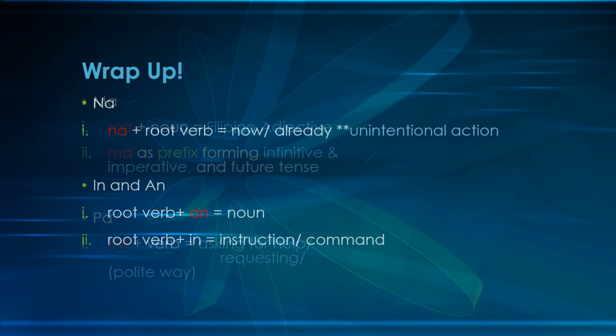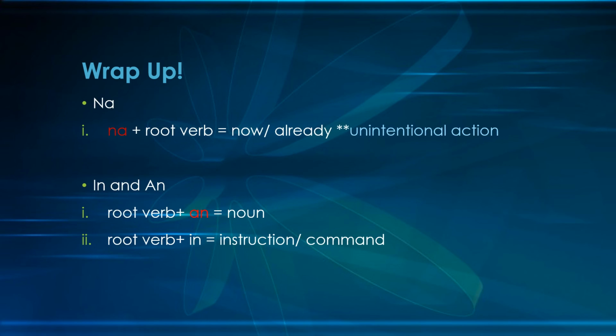Next is na, and the pattern is na plus the root verb, and it means now or already done unintentionally. Next, affixes in and an. We have here two patterns. The root verb plus an, we can have a noun out of this one. And a root verb plus in, we use it in giving instruction or command.